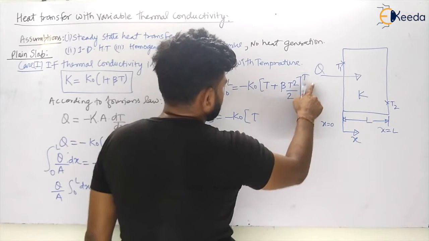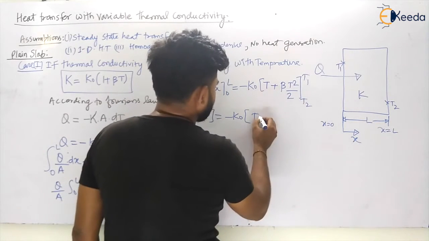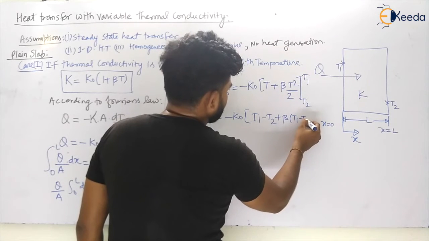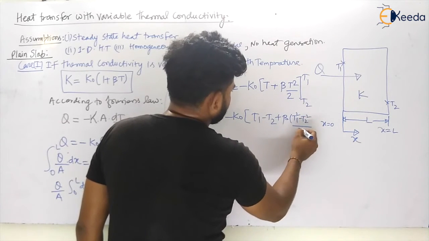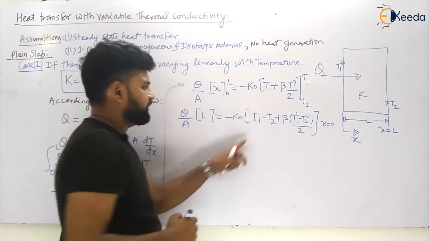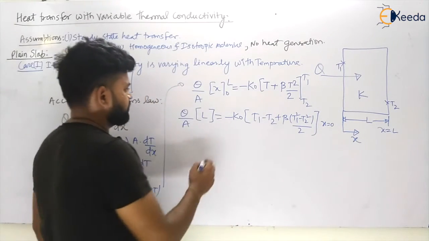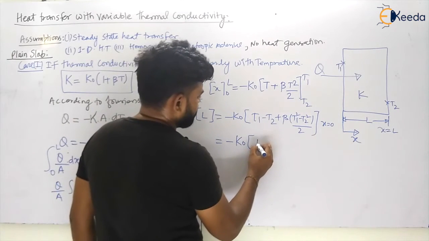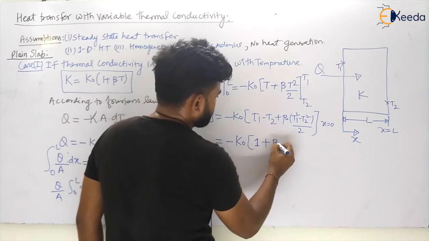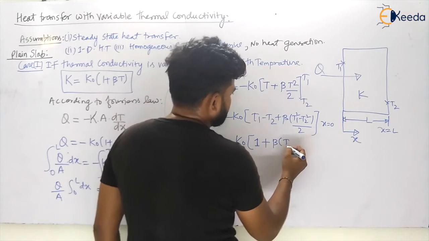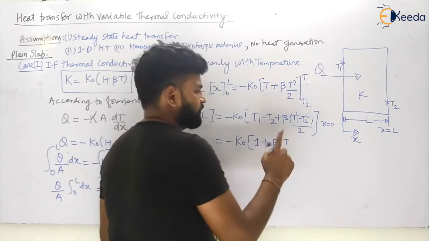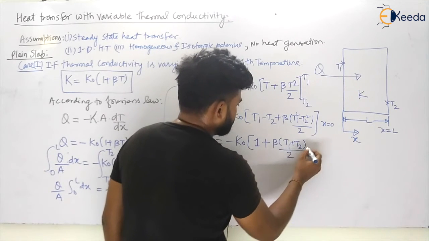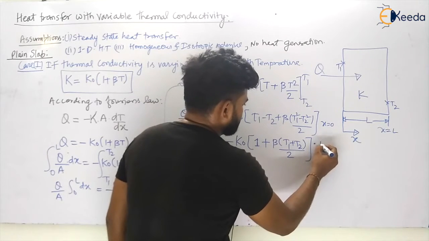So this is T1, this is T2. So this will become (T1 minus T2) plus beta (T1 minus T2) square divided by 2. Can I take that T1 minus T2 outside? Yes. So this will become minus K naught (T1 minus T2) times (1 plus beta (T1 plus T2) divided by 2). A square minus B square is equal to (A plus B)(A minus B), so this will become T1 plus T2 divided by 2, and this will become T1 minus T2 again.